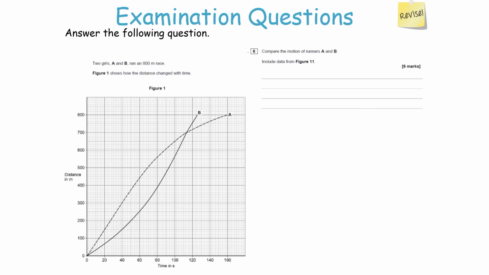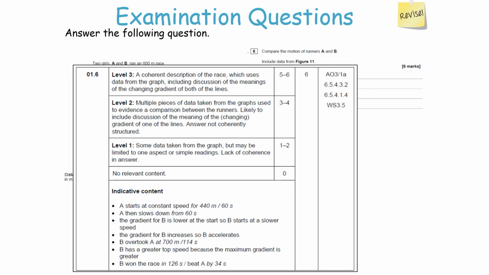So compare the motion, who won the race? Well, you can tell B has won the race because they've reached 800 meters first, because they reached the value in 126 seconds while A reached it in 160 seconds. So they beat them by 34 seconds. So let's have a look at our answer here.